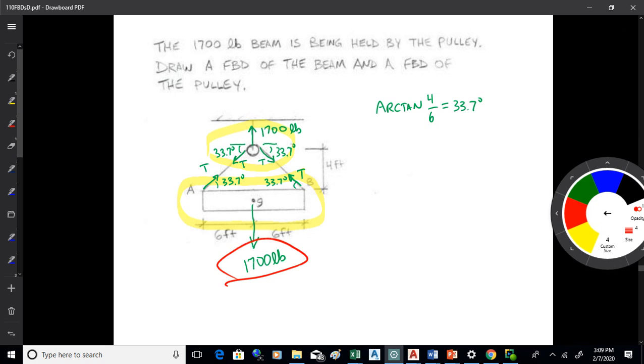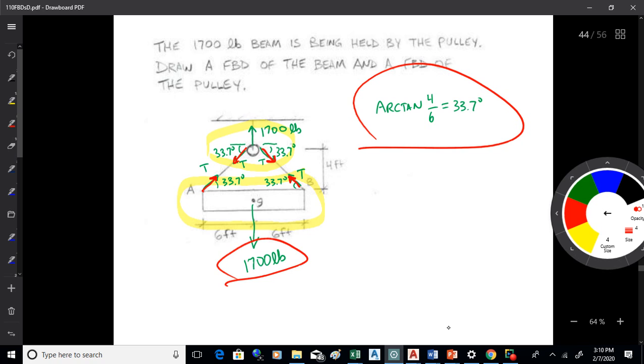The thing I want to point out here is the cable directions, okay? We're drawing free body diagrams of different things, so we want to show what the cable does to the thing you're drawing the free body diagram of. So this cable here is pulling up on the beam at a 33.7 degree angle. I did the trig over here. The cables pull up on the beam, because cables, remember, are only in tension, they pull. The cables pull down on the pulley. So they pull up left and up right on the beam, and down left and down right on the pulley.